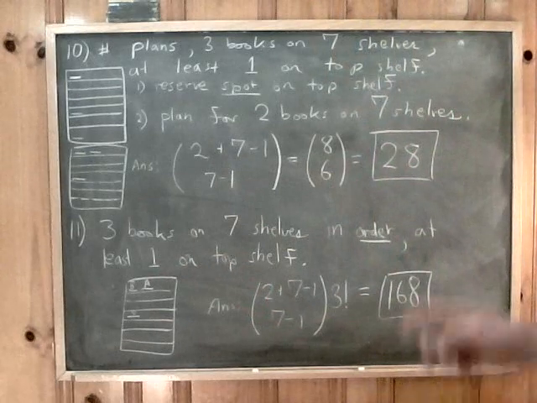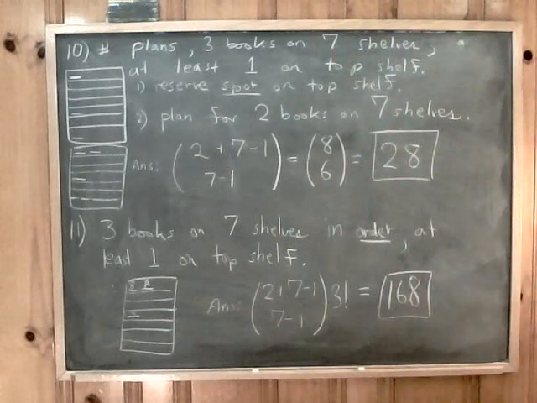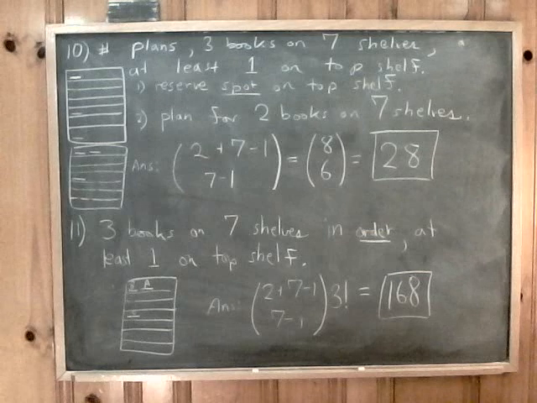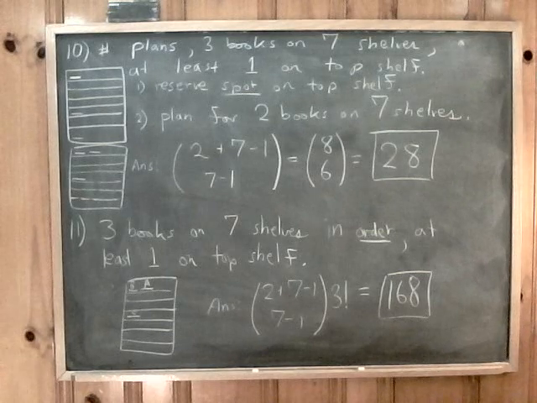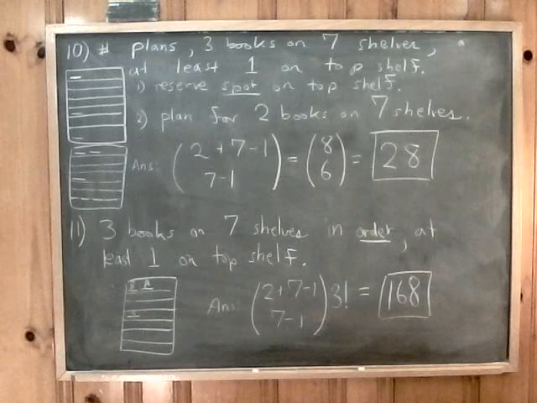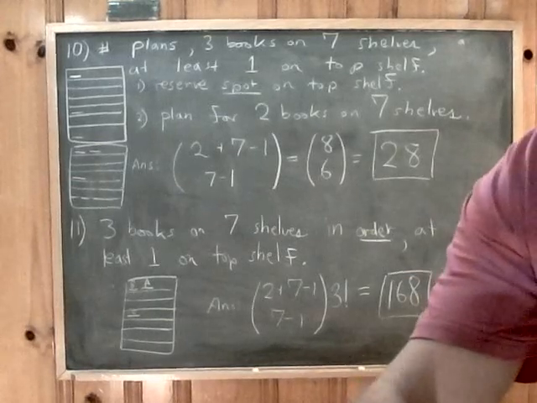And that's in contrast to previous problems where it said at most 1. When it says at most 1, you had to basically break it down into 2 cases where there was 0 books or 1 book. So go back and look at those for comparison if you like.